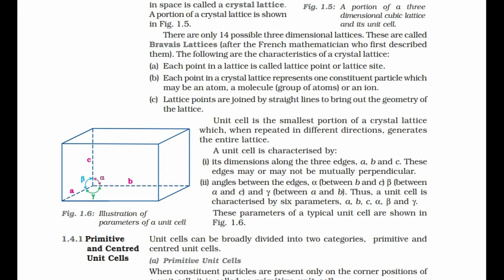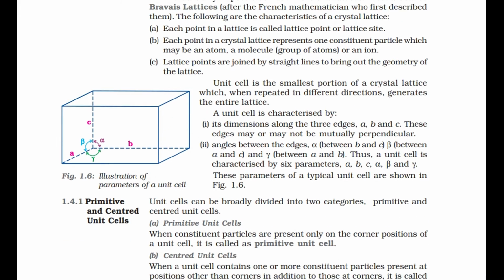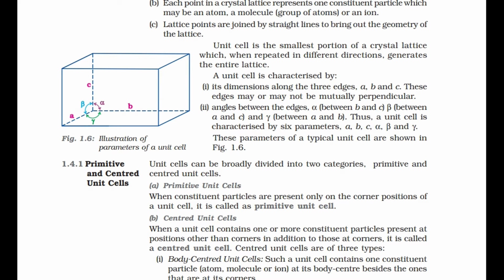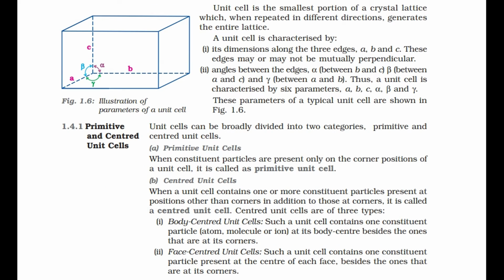Unit cell is the smallest portion of a crystal lattice, which when repeated in different directions generates the entire lattice. A unit cell is characterized by, one, its dimensions along the three edges a, b and c. These edges may or may not be mutually perpendicular.